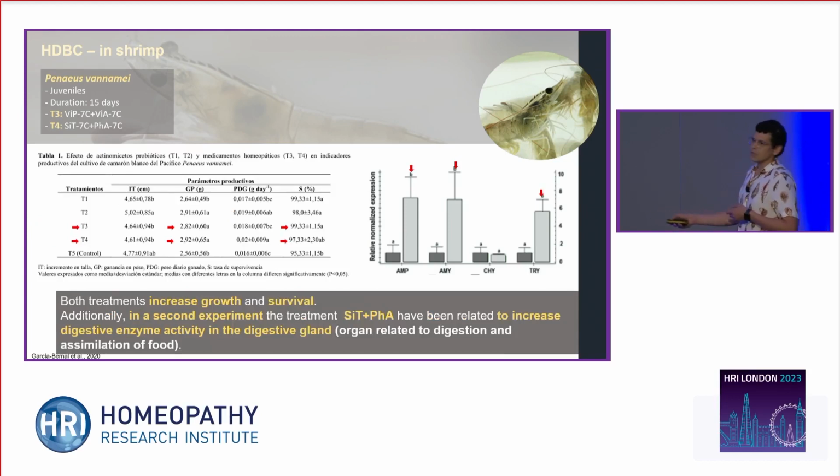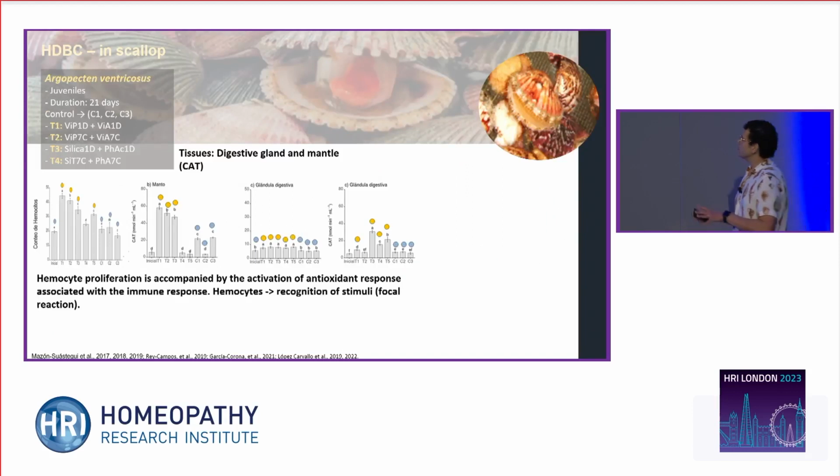Both treatments increase growth and survival, which is something desirable for production. Additionally, in a second experiment, we only assessed the effect of SEED and FAT. And again, as we saw before in fish, the digestive enzymatic activity is increased compared with the controls when we use SEED and FAT. So we are seeing that this treatment is increasing energetic reserves, and it seems related to the increase of enzymatic activity. Now we have another example with Catarina scallop.